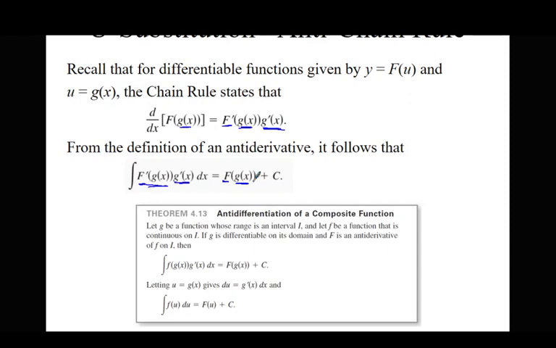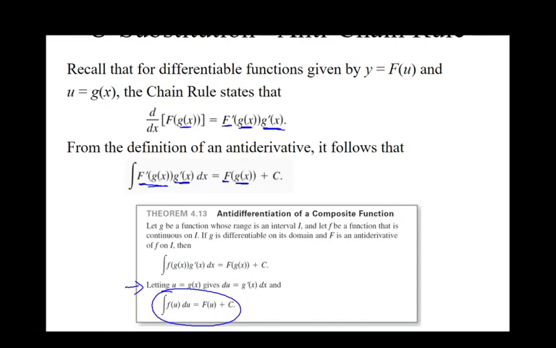Okay, so Theorem 4.13, antidifferentiation of composite functions, is basically the chain rule in reverse. So this part right here was in our original chain rule lettering, and this is what we are going to use to do U-substitution. Basically, we're going to use u and substitute it into our function to get our function in terms of u, which sounds more difficult than it really is. So let's do some basic examples first.